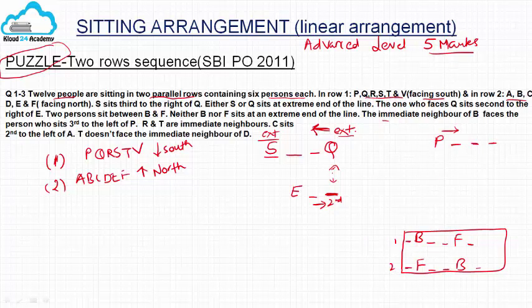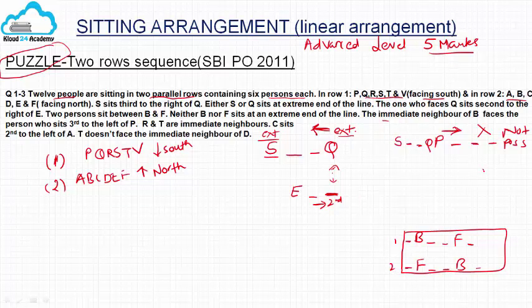Now if P is to the left of Q, it will make a row like this: S dash dash Q P dash dash dash. Not possible. Why? Because then it will have 8 people, whereas there are only 6 people. So P can't be on the left side of Q. This is not possible. So P will be on the right side of Q. Okay.